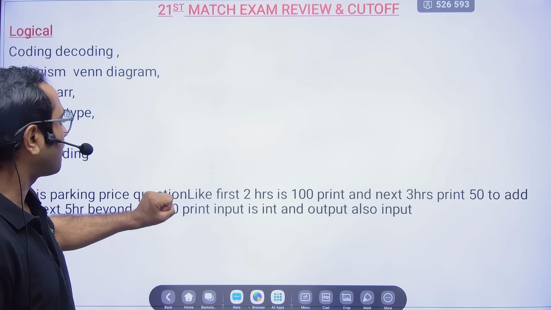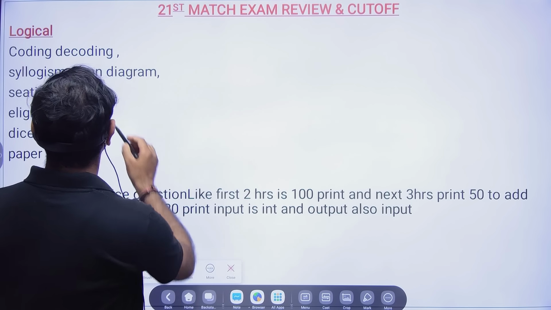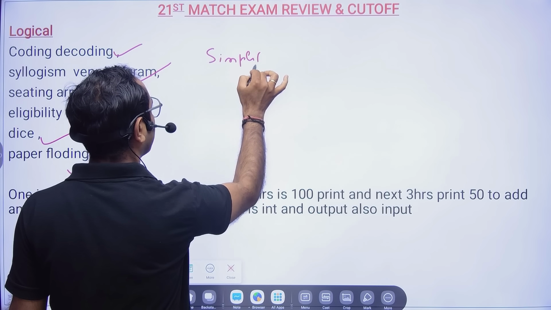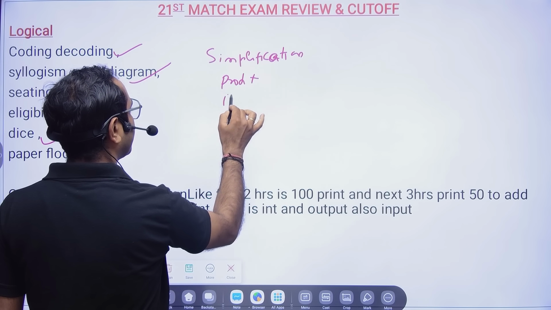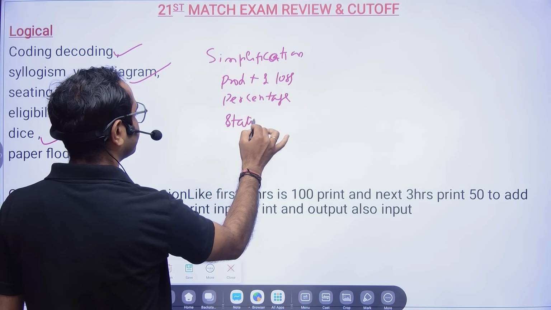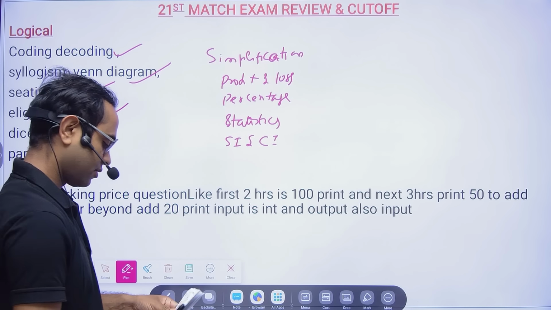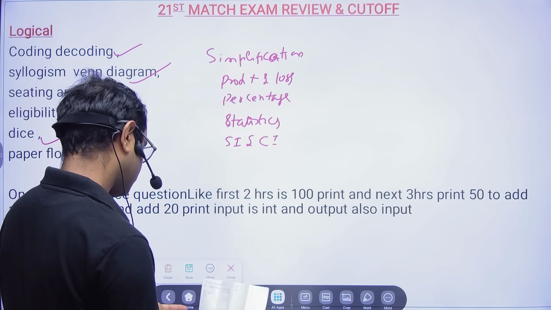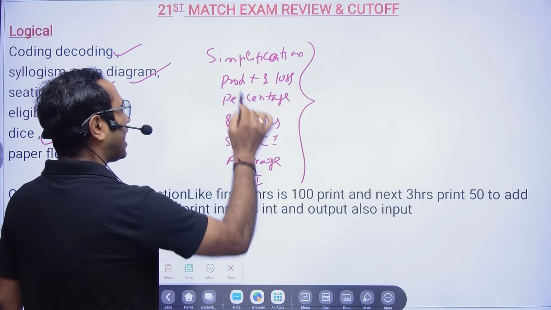Now let us talk about the cutoff, but before that, the topics also remain the same, because these are the topics where more questions will come: coding decoding, syllogism, Venn diagram, sitting arrangement, eligibility type, dice, paper solving, and then in aptitude the simplification question, profit and loss percentage, statistics, simple and compound interest. Let me check the sheet here. Then questions from average and data interpretation. The questions were not very tough actually, friends.